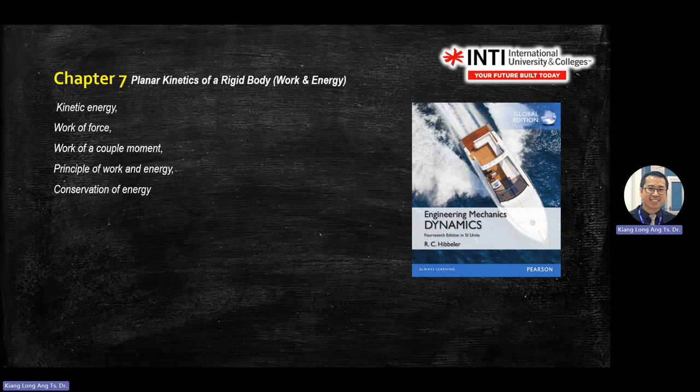Body, kinetic energy, energy, work done by the force and moment. So this concept, you already learned how to do it. Now you're focusing on what happened to the center, because you learned this one in the previous chapter. Now we go into rigid body, so you focus everything on the center.